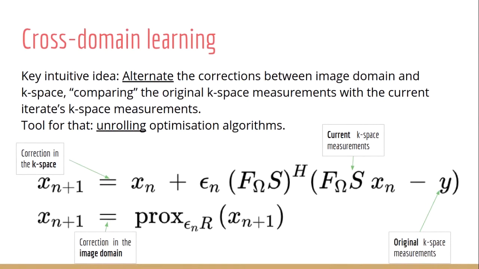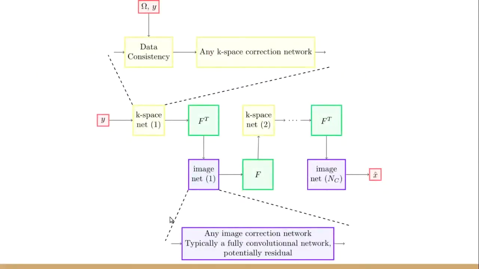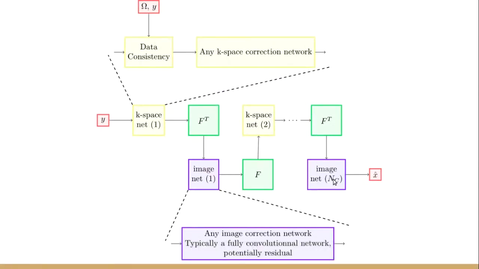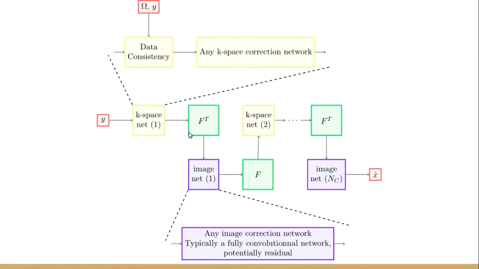And what you can do is now simply say, okay, I'm going to replace this element by, for example, a neural network. And this is exactly what you can see here in this illustration. So for cross-domain learning, you're going to have a fixed set of unrolled iterations, and you're going to put in your measurements. Your measurements are going to be refined by data consistency and potentially a correction in the K-space.